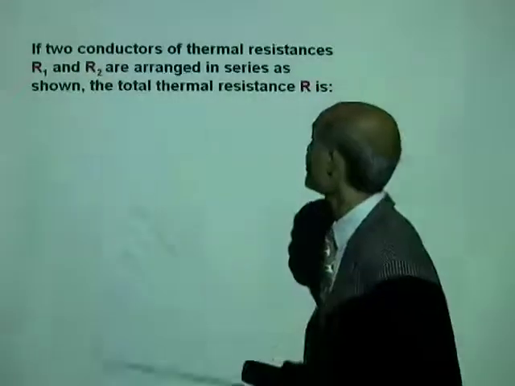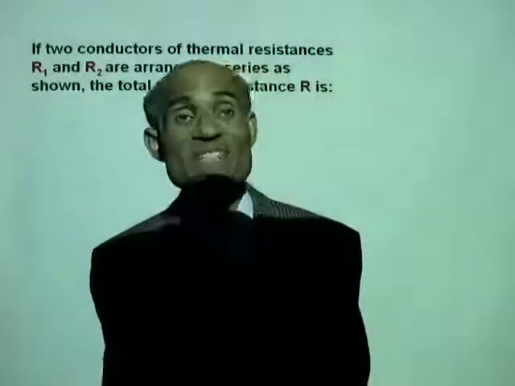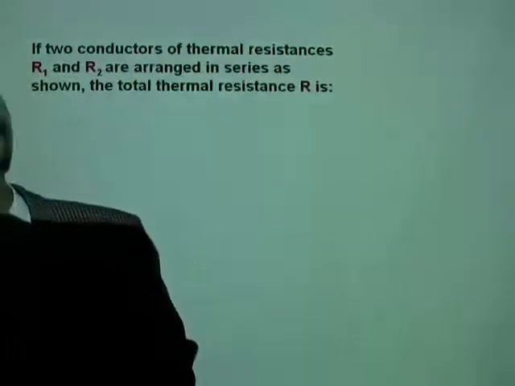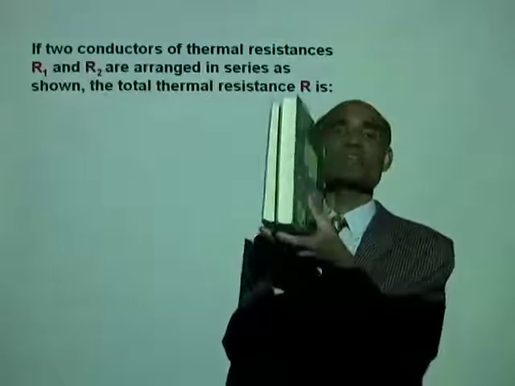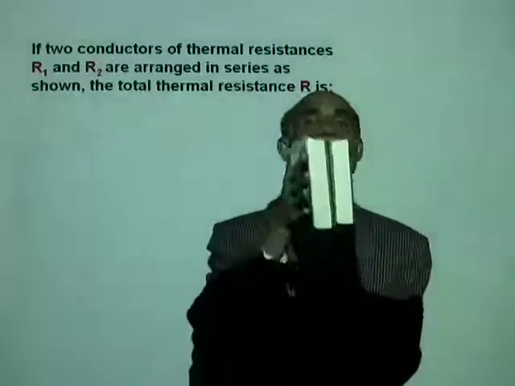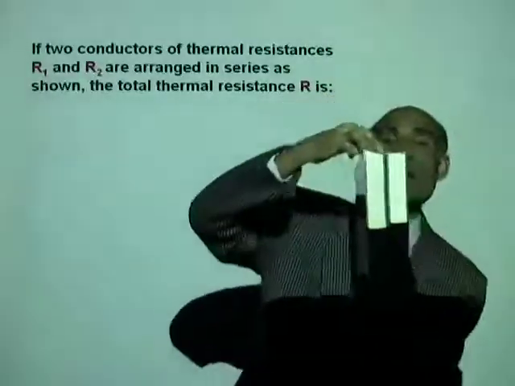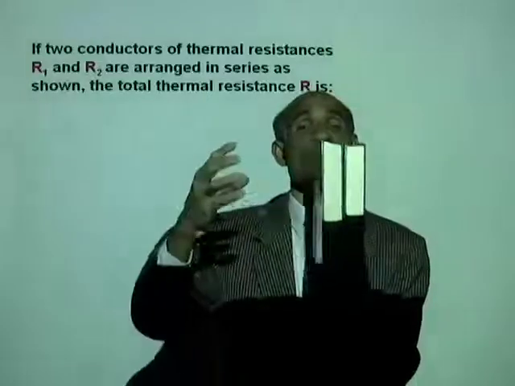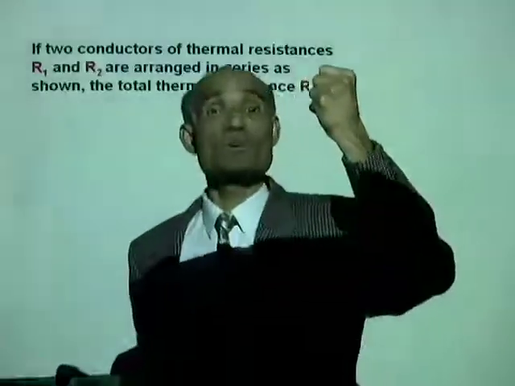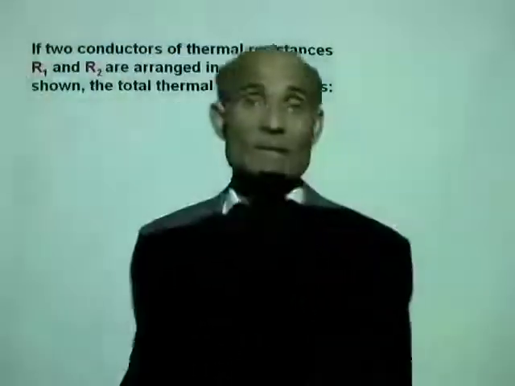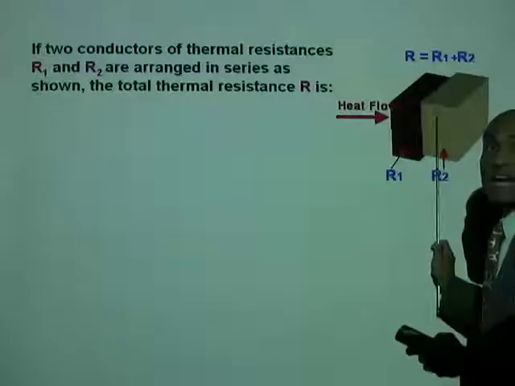Now, if two conductors of thermal resistances R1 and R2 are arranged in series. How do we arrange two materials in series? This is the arrangement of two materials in series. It means heat has to pass through one material and then through the other. So, combining materials in series will increase their thermal resistance. Is that right? Yes. So, thermal resistors are arranged in series like this.